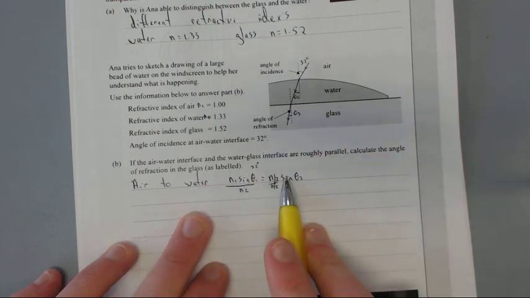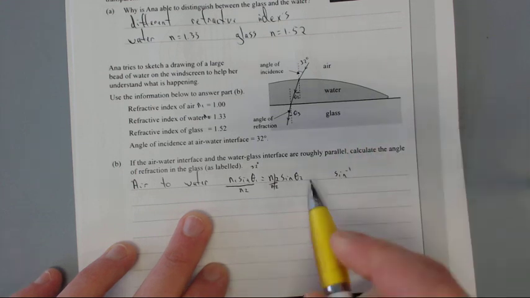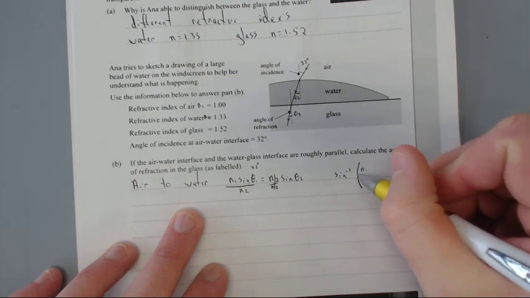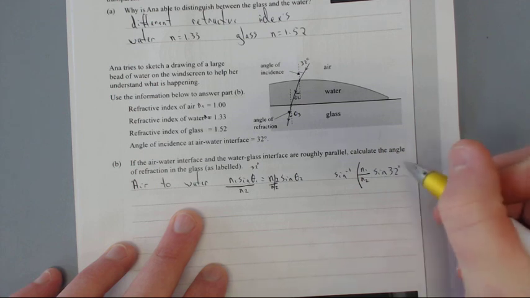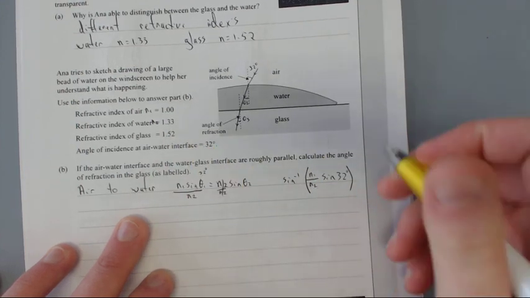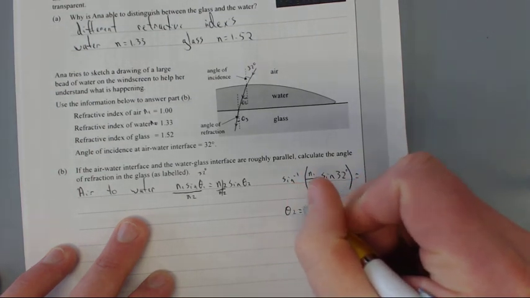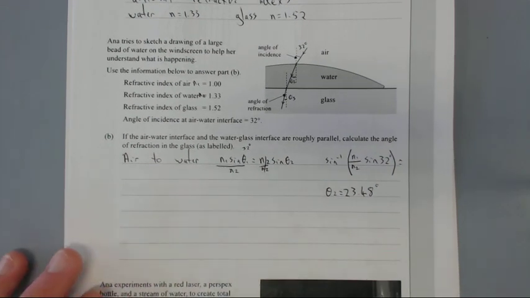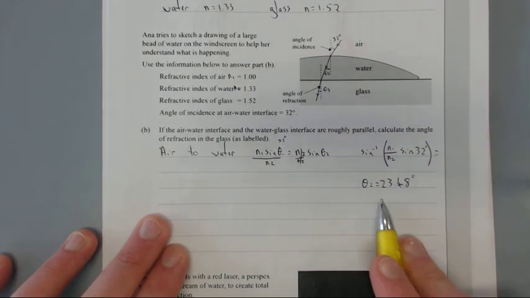Now to get rid of the sine, we need to take the sine inverse of this whole side, so we put brackets all the way around it: theta 2 equals sine inverse of n1 over n2 times sine 32 degrees. If n1 is 1 and n2 is 1.33, plug that into your calculator and you get theta 2 equals 23.48 degrees. We'll leave it to an arbitrary number of significant figures for the moment.